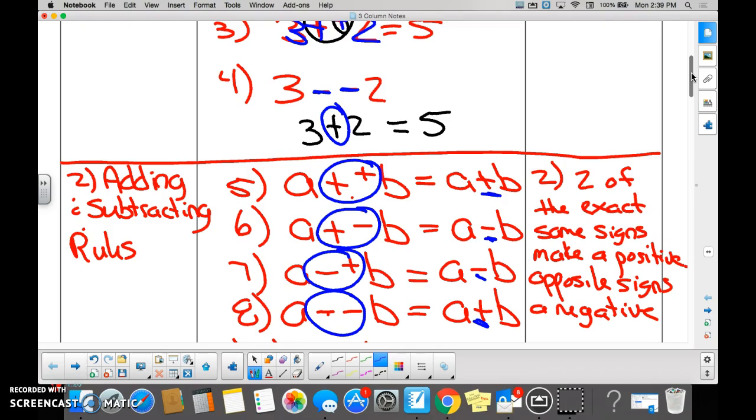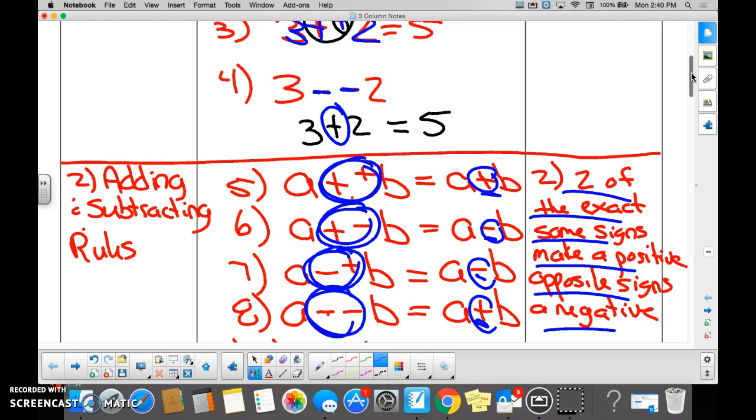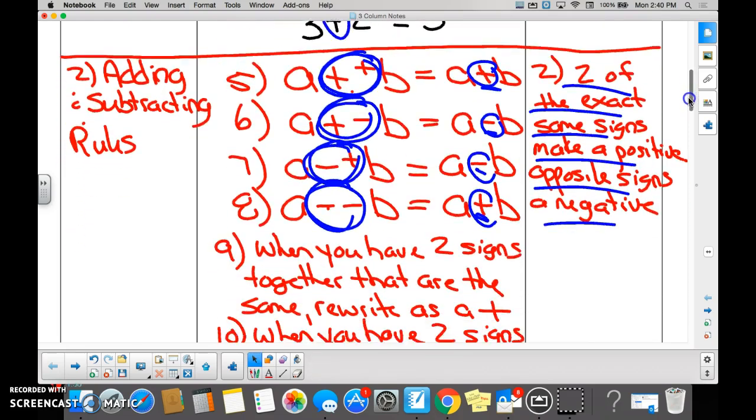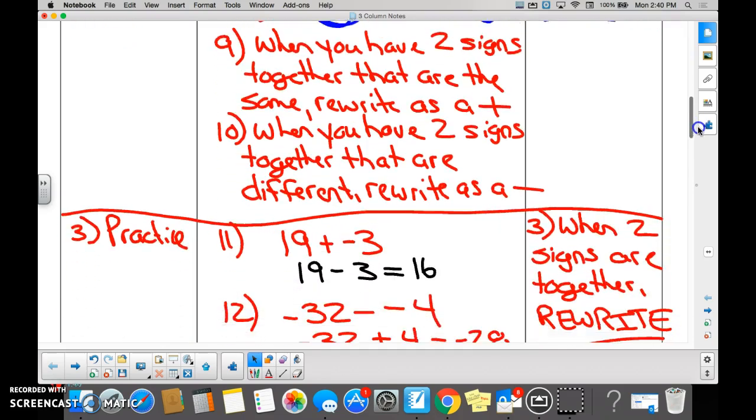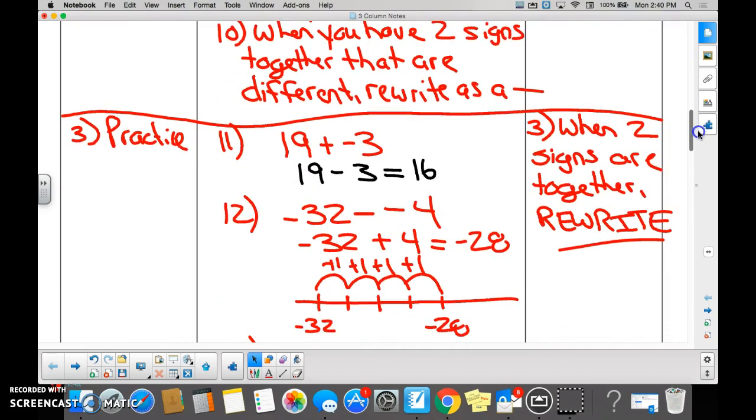Positive. And we said two of the exact same signs make a positive, and opposite signs make a negative. So here we have opposite signs and opposite signs. Therefore, we have a negative and a negative. Same signs, positive, positive. Yes or no? Yes. Okay.